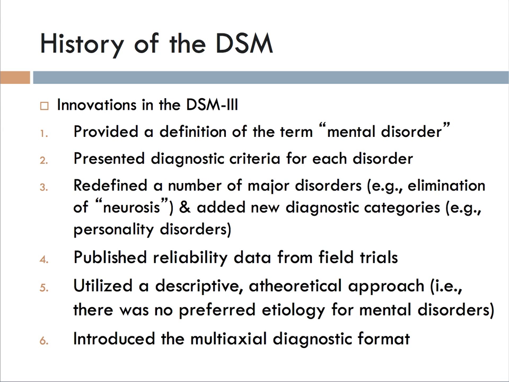More specifically, what we saw in the publication of the third edition of the DSM was that for the first time it provided a definition of the term mental disorders. It presented diagnostic criteria for each disorder, refined a number of major disorders and added a few new diagnostic categories, published reliability data from field trials, utilized a descriptive atheoretical approach, and introduced the multi-axial diagnostic format.